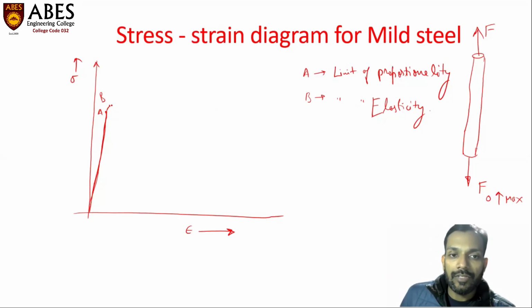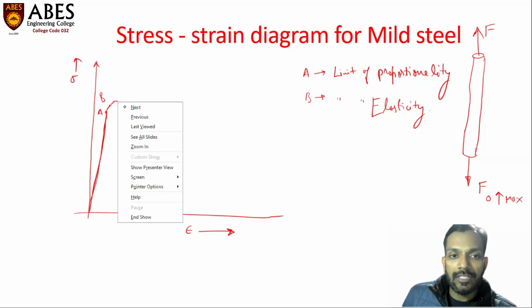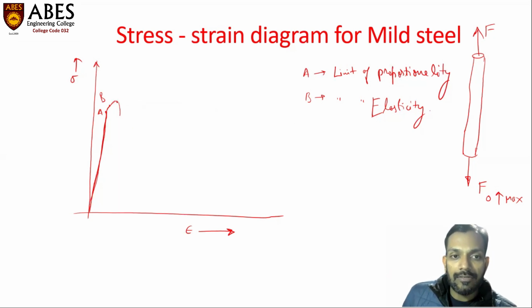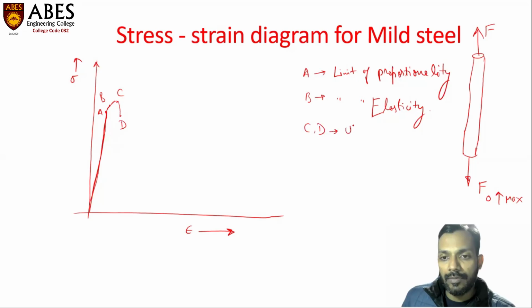Then the curvature continues and suddenly we observe a drop in the value of stress. The point from which the drop in stress starts is called the upper yield point, and the point up to which the stress drops is called the lower yield point. C and D are the upper and lower yield points.